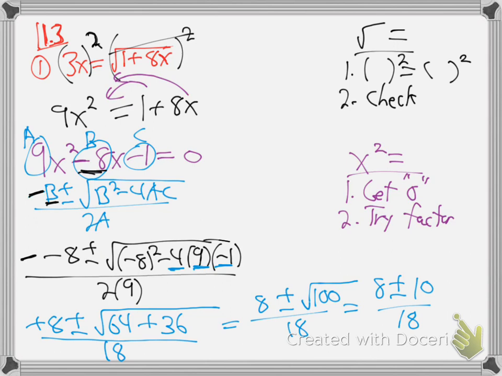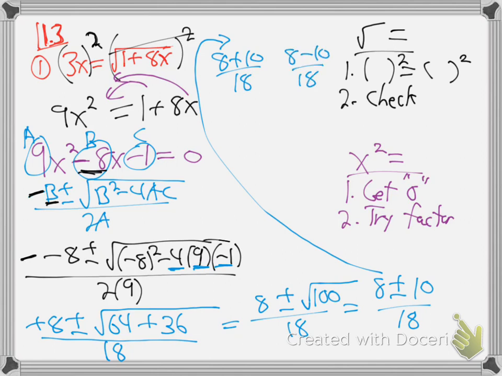So, in fact, let me just bring that up here. So we have 8 plus 10 over 18 and 8 minus 10 over 18, right? The two options. So that's 18 over 18, or 1. This is minus 2/18 or minus 1/9. So those are our two answers, 1 and minus 1/9. Right, I just divided this one by 2, top and bottom.